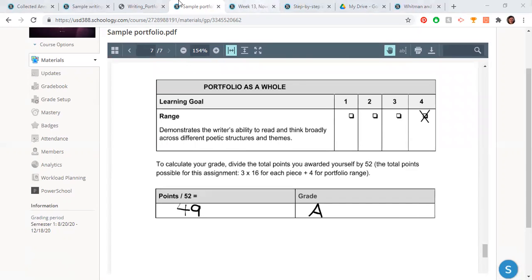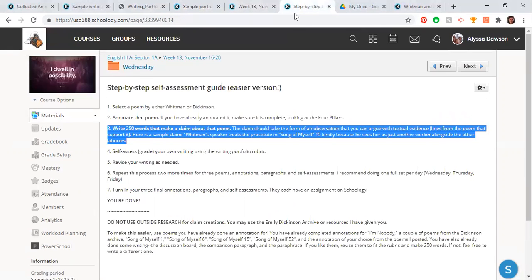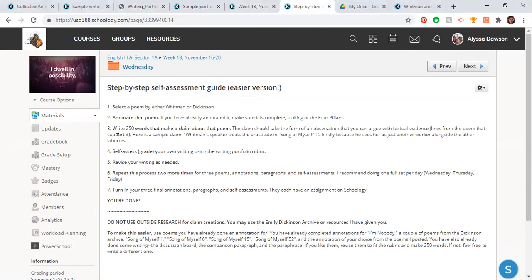The last thing I want to draw to your attention, if I can pull it up, is writing claims about a poem. This is in Wednesday, the step-by-step self-assessment guide. It says, write 250 words that make a claim about that poem. The claim should take the form of an observation that you can argue with evidence. Whitman's speaker treats the prostitute in Song of Myself 15 kindly because he sees her as just another worker alongside other laborers. So think about it that way, right?